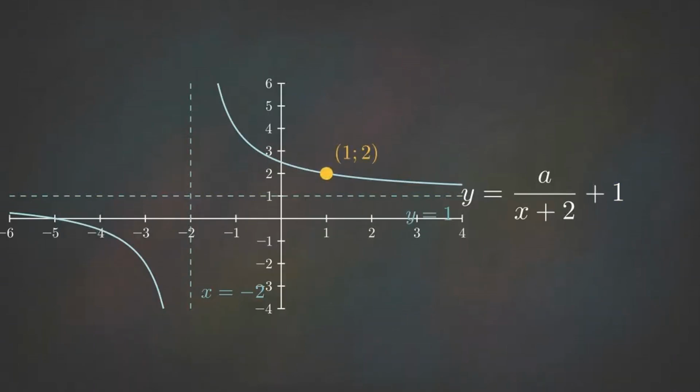To find our final missing variable a, we substitute the coordinates of our point, (1, 2), into the equation. Subtract 1 from both sides, multiply by 3, and we find that a equals 3.